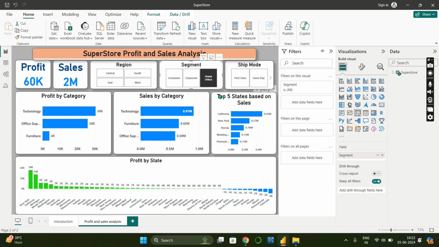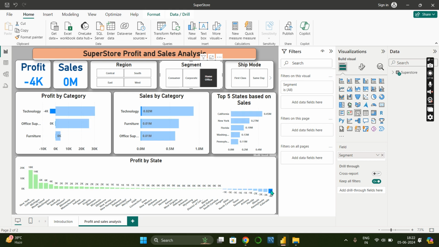Now, if we look at the home office, it is still the same scenario. There is some profit and sales here. Furniture is still not in a very good profit picture, and some states are showing negative values, in loss, contributing to the loss of the superstore sales.